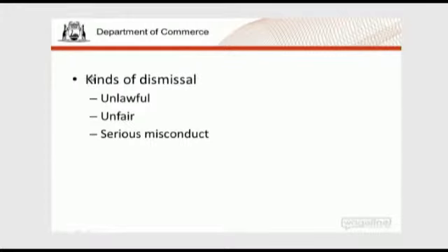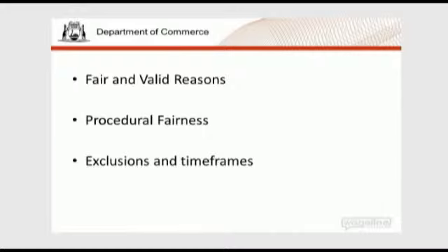So in terms of what we're going to look at, the different kinds of termination: unlawful, unfair, and also what happens when someone conducts serious misconduct. So we're going to basically be looking at the ways that you can get in trouble in terms of dismissing someone. We're going to be looking at what could constitute a fair or valid reason to terminate someone. We're going to be looking at what's called procedural fairness, which is the steps you've got to follow before you terminate someone. We're going to be looking at who's excluded from making an unfair dismissal claim and the timeframes that an employee has to make those claims.